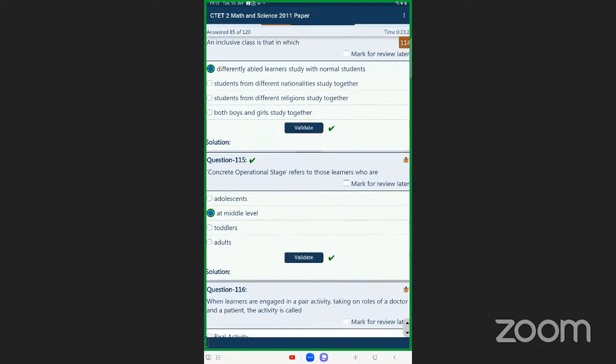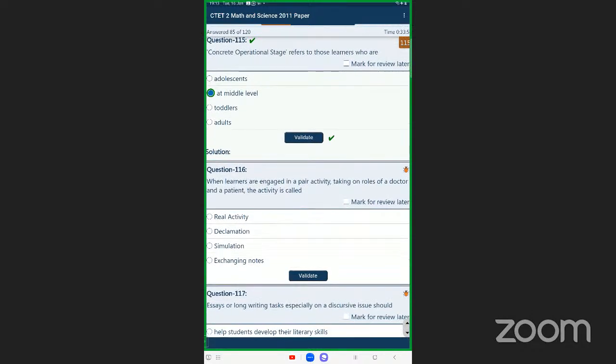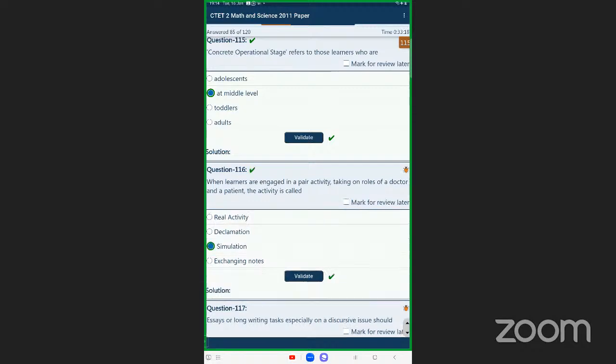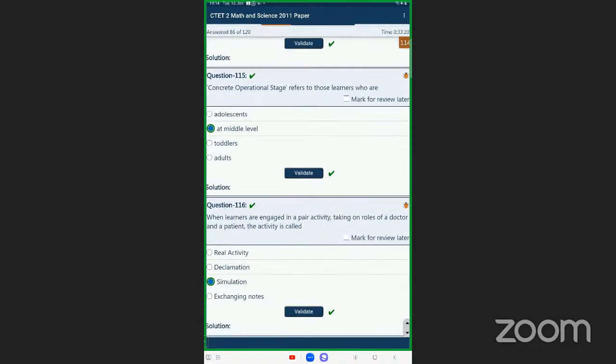Now next question is, student. When learners are encouraged in peer activities taking on roles of doctor and patient, the activity is called, student. Activity is called simulation. The activity is called simulation, student. Next one, see, student.